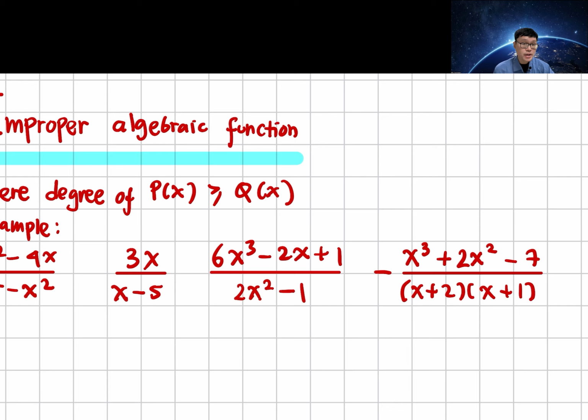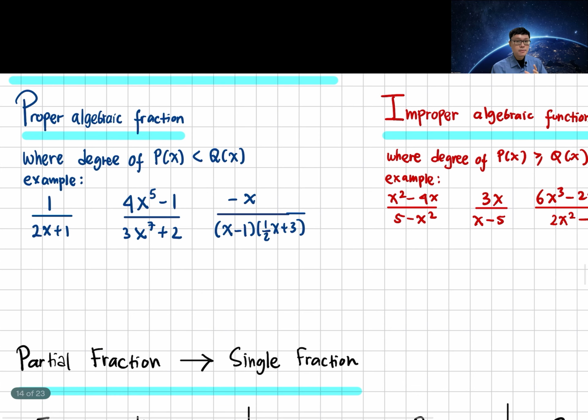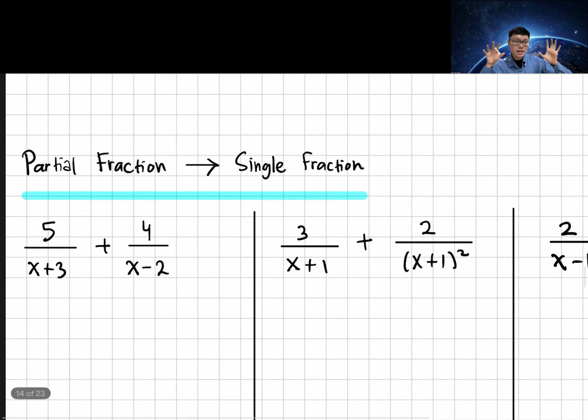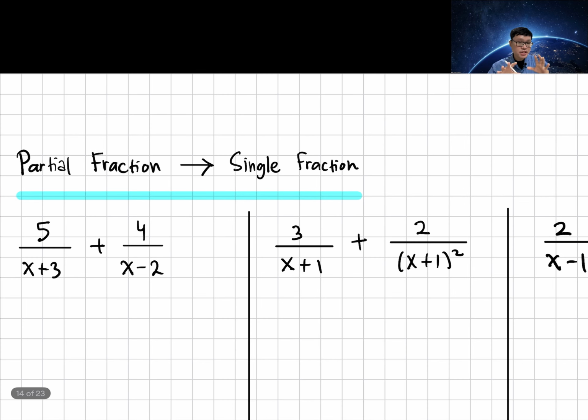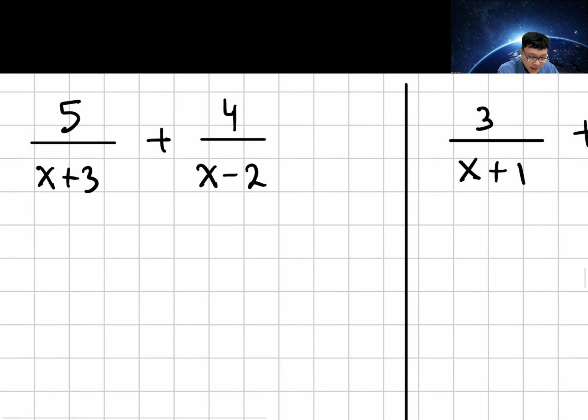Now, let's take a look at how we change partial fractions into a single fraction. We already learned this in algebra class before. If you have two separated fractions, we call them partial fractions, and we can combine them into a single fraction. So let's say I have 5 over x plus 3, plus 4 over x minus 2.